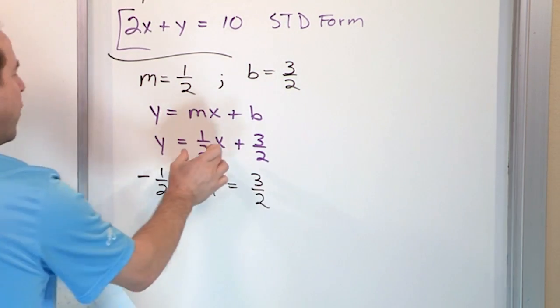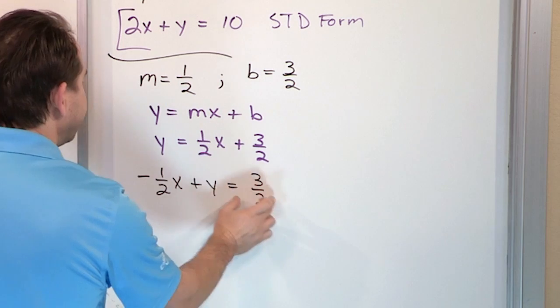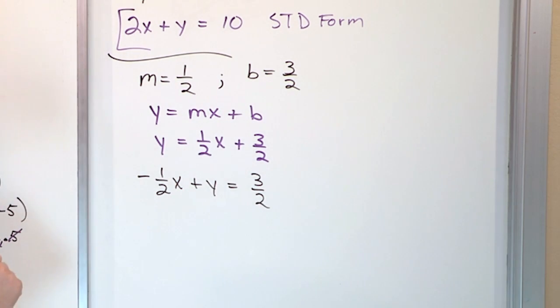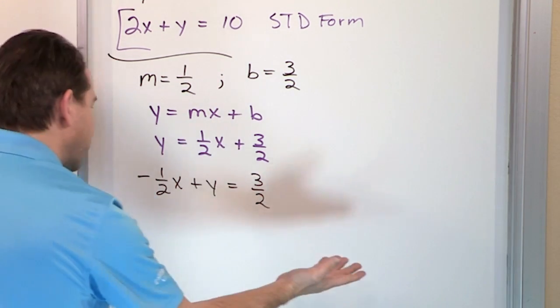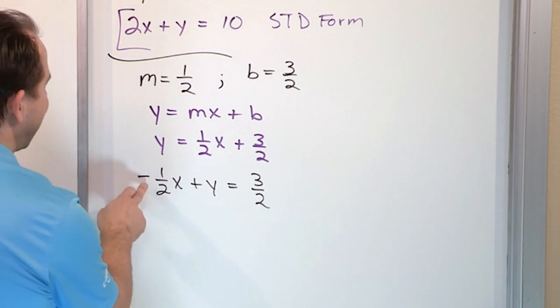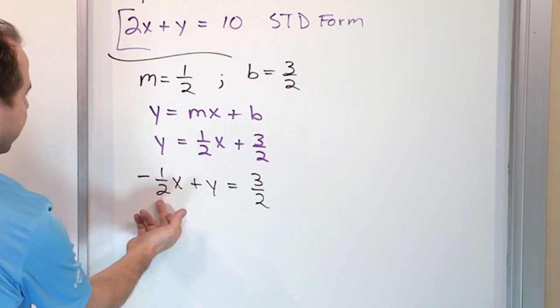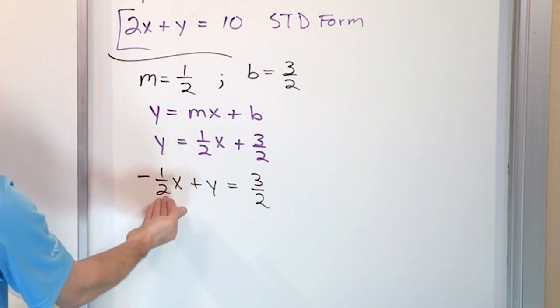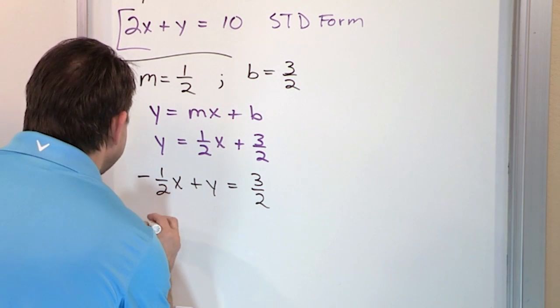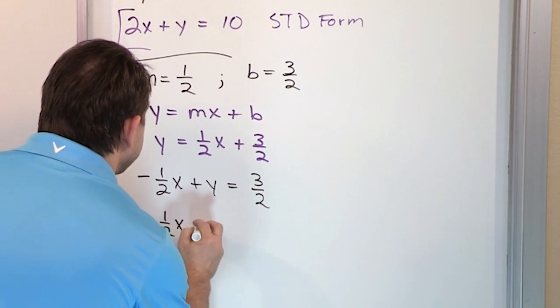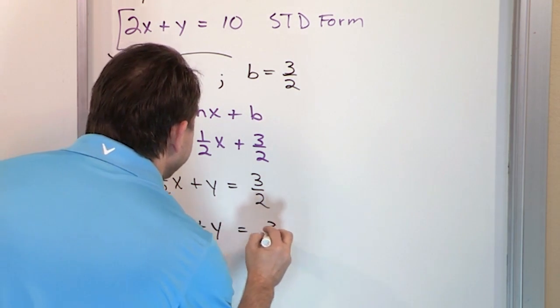Why did I do that? Because I want to subtract 1/2 x, it disappears, I subtract 1/2 x, so it pops on the other side. Now this is standard form, but it's ugly. It's ugly because I have a negative leading term, I don't really like that, and it's ugly because I have 1/2, and I don't really like to have fractions in these equations if I can help it, at least in a leading term. So let me rewrite it again, -1/2 x plus y equals 3/2.